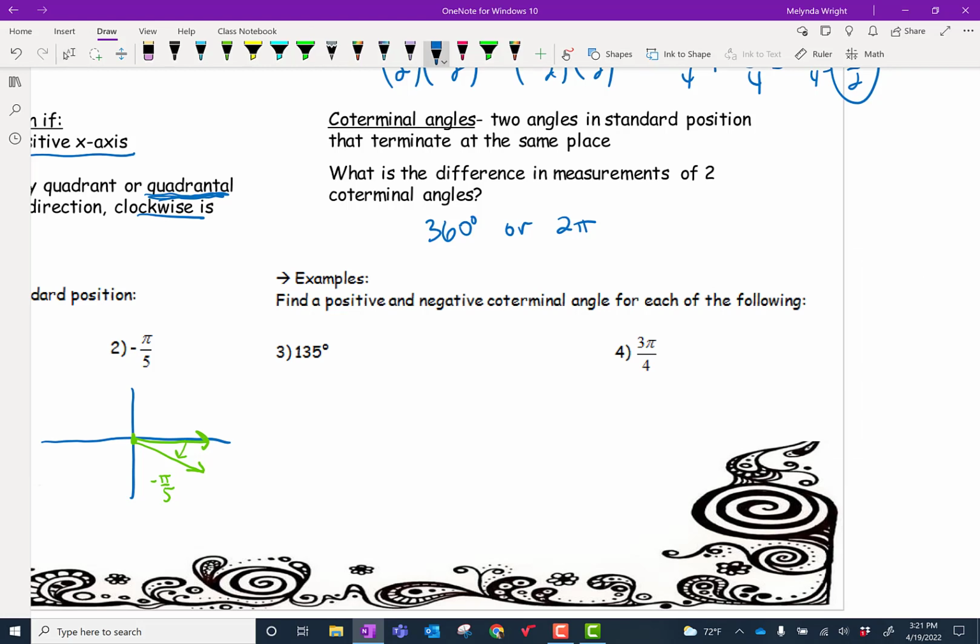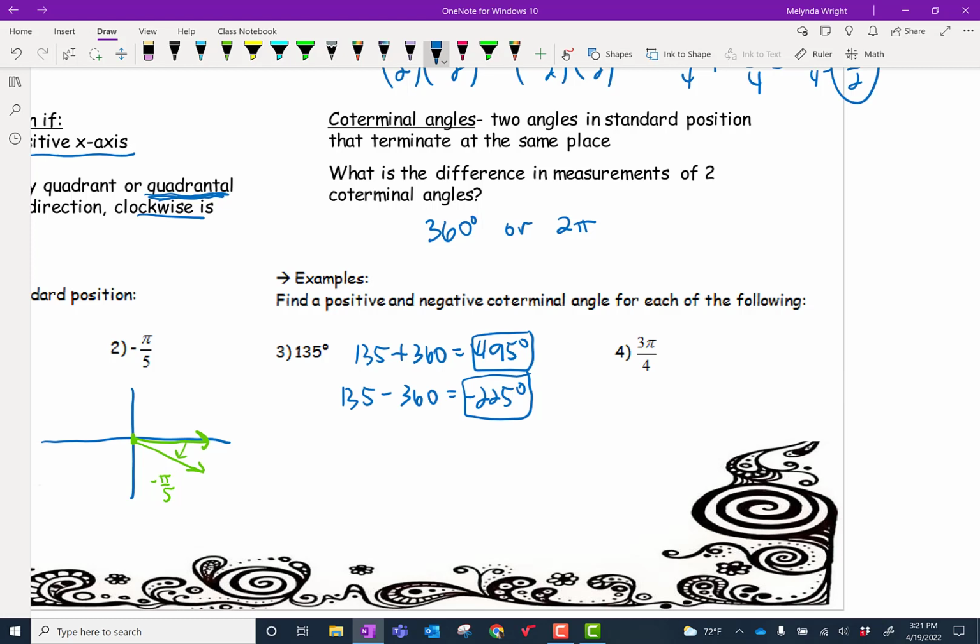All right, so to get a positive coterminal angle, I'm just going to add 360. Okay, that will give me one. And that is 495 degrees. So that's a positive coterminal angle. Now let's get a negative one. So let's subtract 360. And that gives me negative 225. Okay, very good. Now let's work with radians.